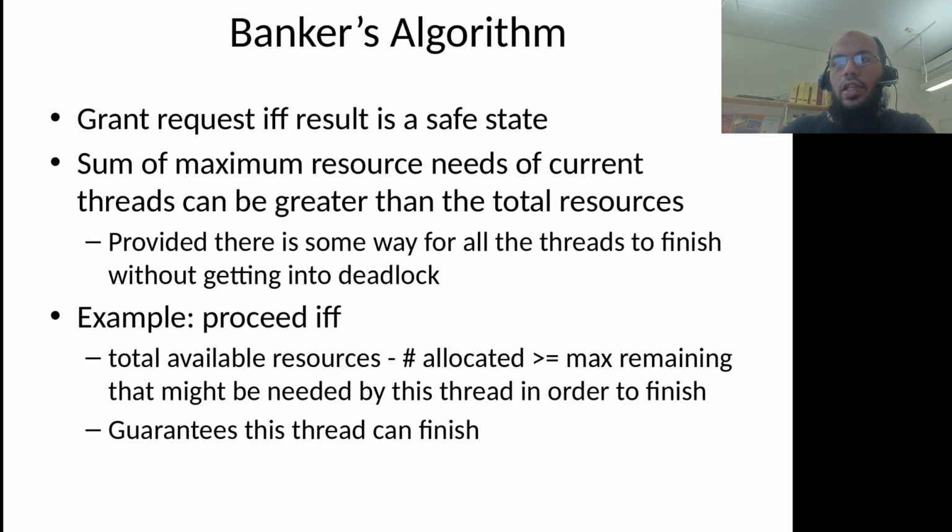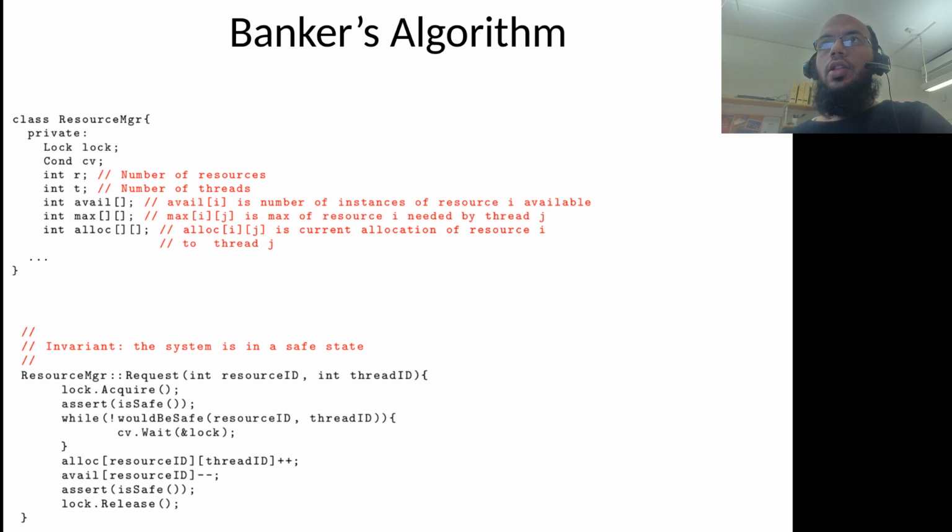An example is that you proceed if and only if the total available resources minus the number of allocated is greater than the maximum remaining that might be needed by the new thread that is starting. That basically guarantees that this thread can finish, although it will have to wait for some of the other threads to finish in the beginning. And this is how it looks.